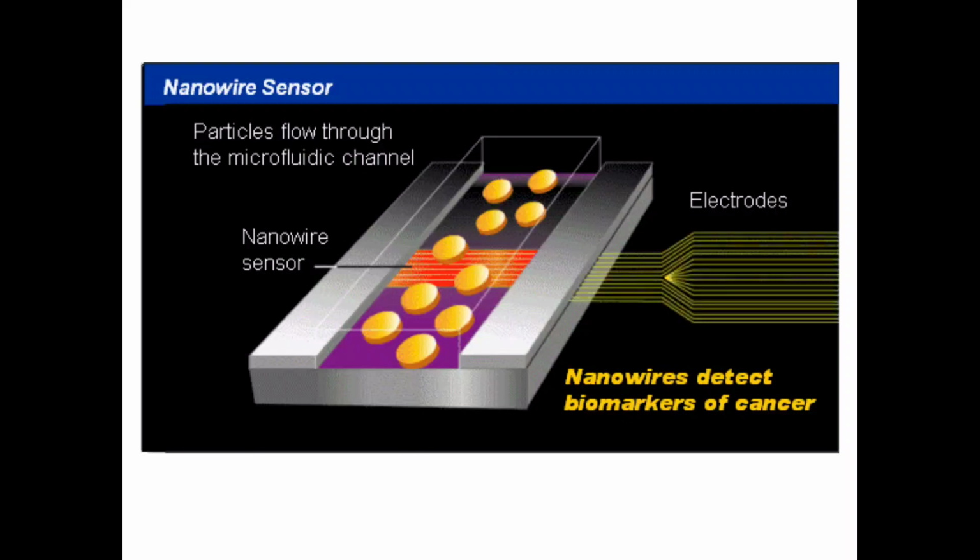this video. See, first the particles are passed through the microfluidic channel. So here nanowires are used as sensors. So these nanowires detect the biomarkers of cancer.